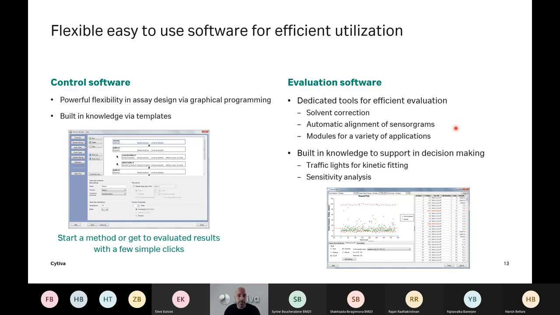The only thing that we have to do in the end is a visual check and quality control, okay? But we also have quality control indicators in the software, just to tell us whether, for example, the kinetic or affinity analysis fit is acceptable, or for concentration analysis, whether the calibration curve, in case we use a standard molecule, is acceptable as well, okay? So yeah, we have traffic lights for kinetic fit, for example, and sensitivity analysis.